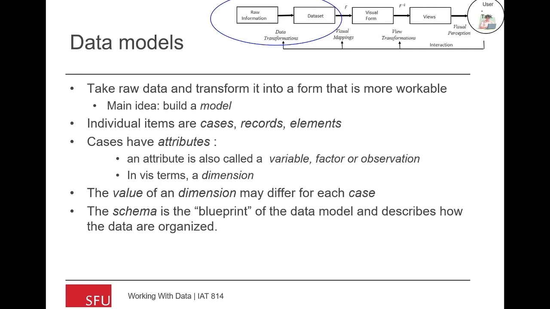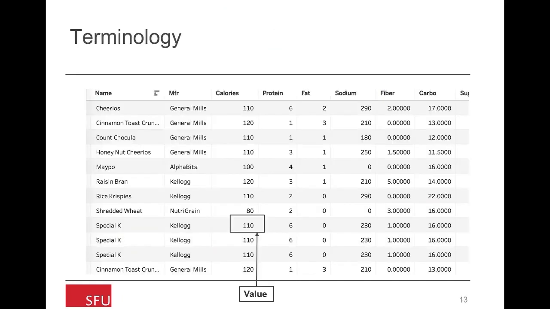As I said in the previous slide, individual items are referred to as cases, records, elements. Cases have attributes. An attribute is also called a variable, factor, observation, or dimension. So let's go on to the definitions where we can talk about them more thoroughly.